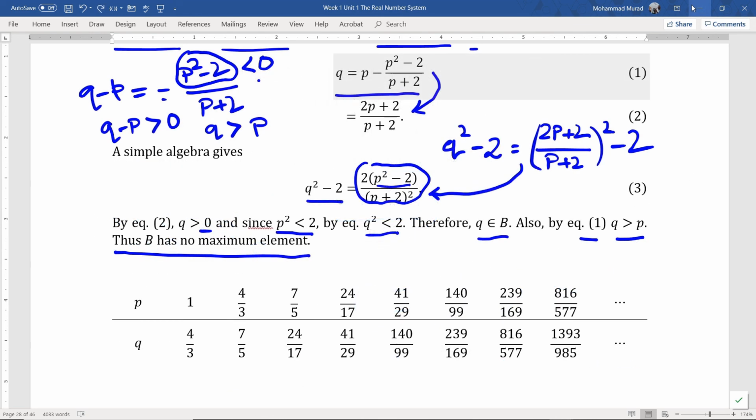Let's take a p-value 1 from the set B. If we substitute the p-value 1 into equation 2, we get the q value 4/3. And if we take this 4/3 as the p-value and substitute it in equation 2, we obtain q value 7/5. Similarly, if we take 7/5 as the p-value, we get q as 24/17, and so on.